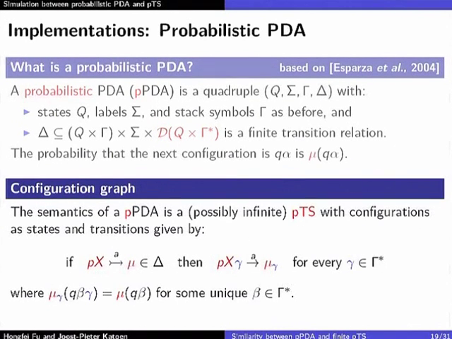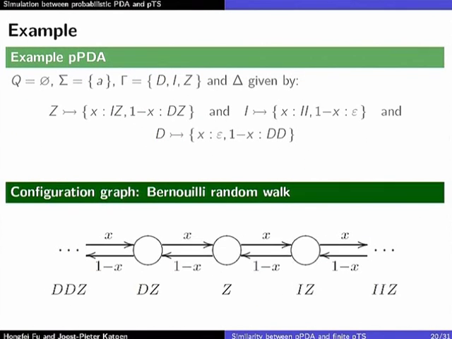Good. What is the configuration graph? I don't think I have to go into all the details. It's an infinite probabilistic transition system, where the states are the configurations. Okay, similar as pushdown automata. Same example as before. What's the state space of this one? It actually turns out to be a Bernoulli random walk.